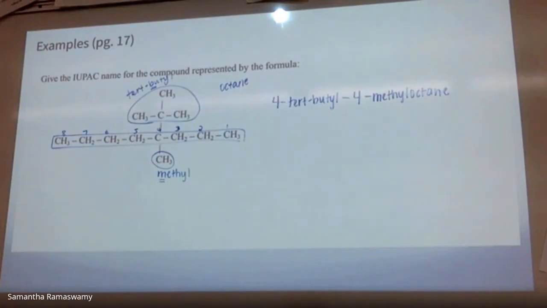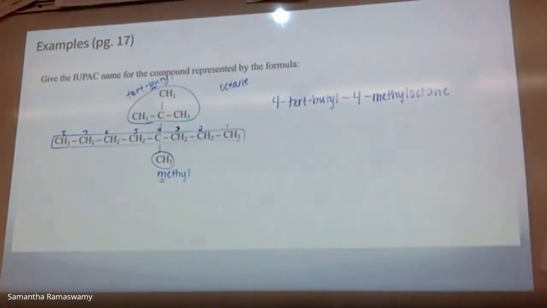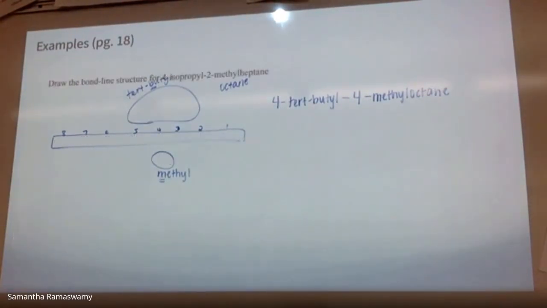So find the parent chain, look at the substituents that are attached, and number the carbons to make sure that they have the lowest numbers possible. Questions on these? Okay, now it gets to drawing. So if you like drawing, we're going to draw some bond line drawings.